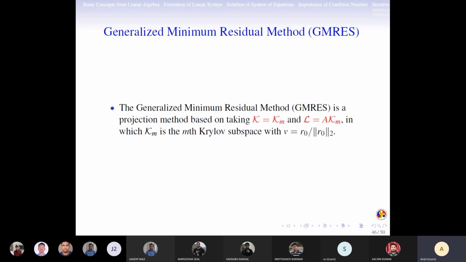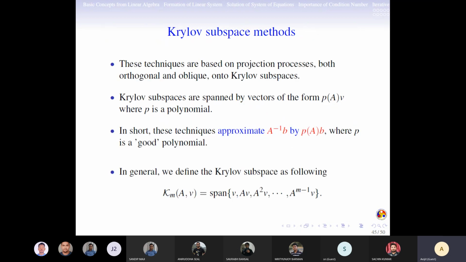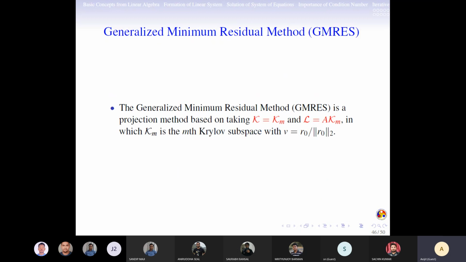And GMRES is one type of Krylov space solver, the generalized minimum residual method, where we use script K equal to script Km, and script L equal to script A Km. This is your constraint space, and this is your search subspace. The search subspace is the Krylov subspace, and the space of constraints is equal to script A Km. Km is the mth Krylov subspace, defined by V, so you need a V. V is the residual divided by the norm of the residual.